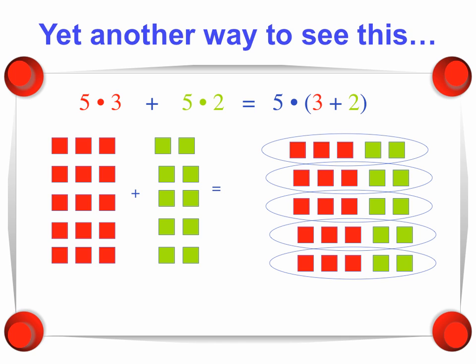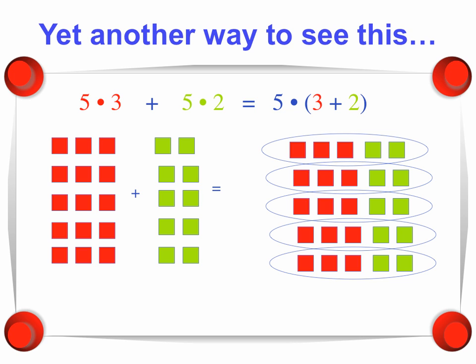If I add those two together, I get a total of 5 rows, and each row has 3 red plus 2 green in it. If you look at the equation up at the top, 5 times the quantity 3 plus 2, that's what I have a picture of on the right, is equal to, it's the same thing as 5 times 3, those are the red squares on the left, plus 5 times 2. When we apply the distributive property, all we're really doing is regrouping some things.